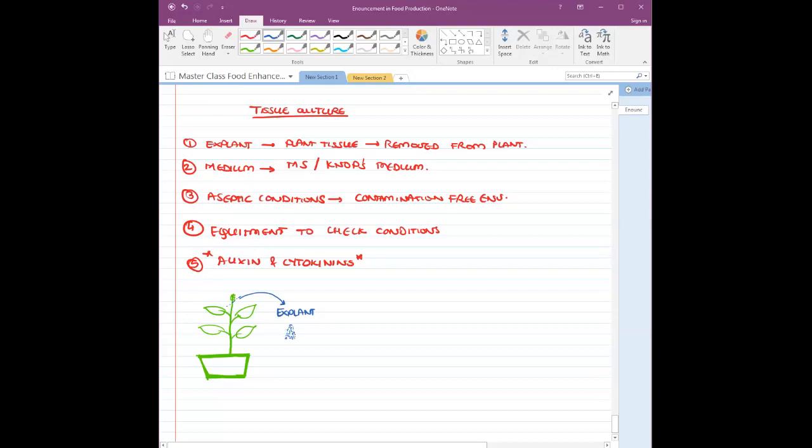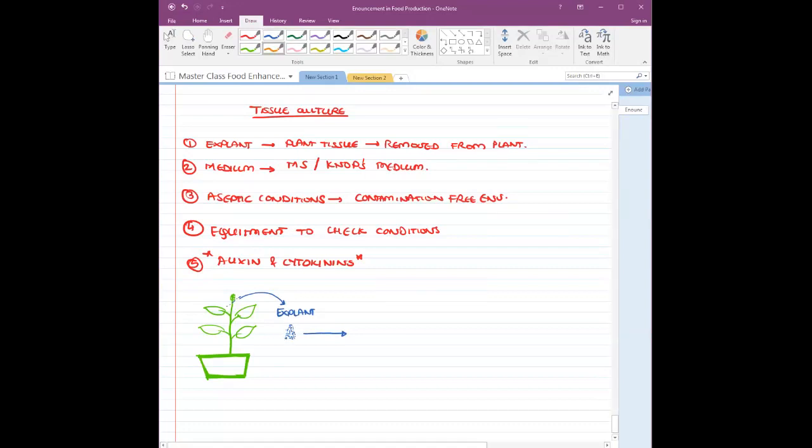So we have cut the apical meristem. The apical meristem is going to look something like this. Now see all these cells which are there over here, they are going to be lumped up, cramped up one beside the other. Now I want these cells to separate. I want these cells to multiply.